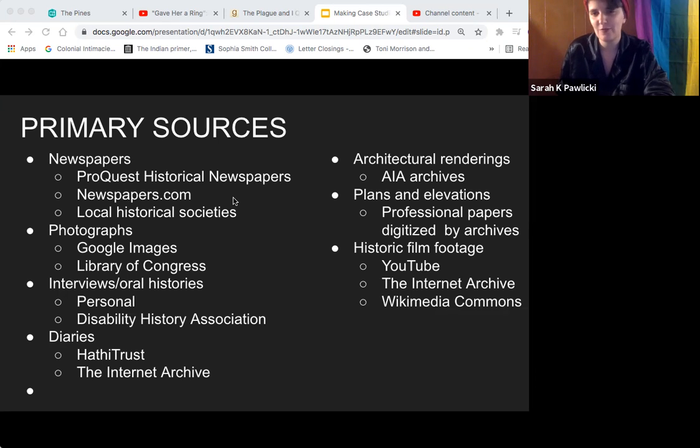Newspapers.com, it is very unfortunate that it does require an account. I did the majority of my research using newspapers.com with a free trial account, so that is a possibility. Local historical societies often digitize community newspapers and are, generally speaking, quite receptive in terms of sending research queries. Photographs, you can find, obviously, Google Images, Library of Congress.